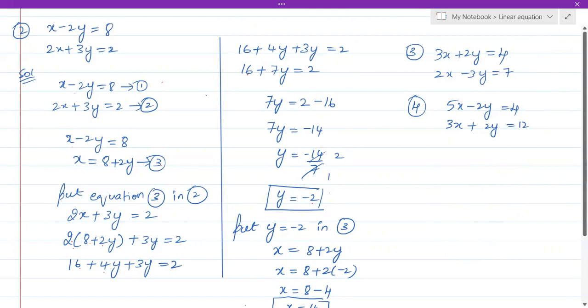Okay. So you can solve these two problems by substitution method, and you can verify the answer by yourself. Okay. Now, in this substitution method, there are two different types of problems.